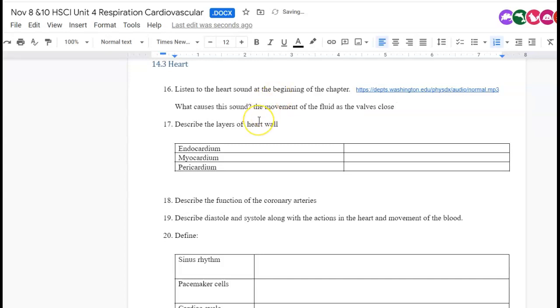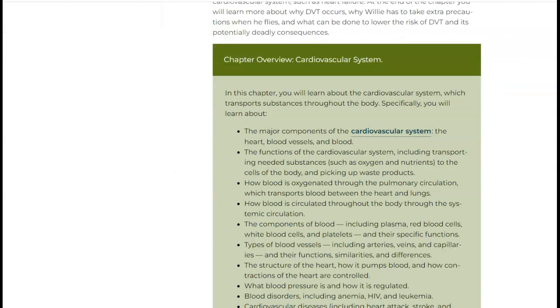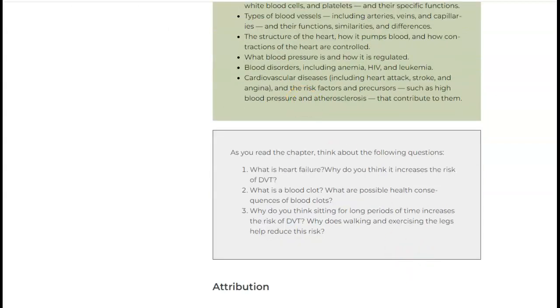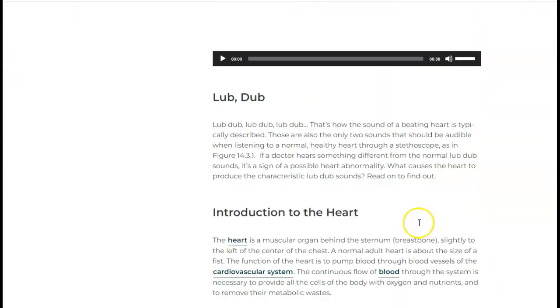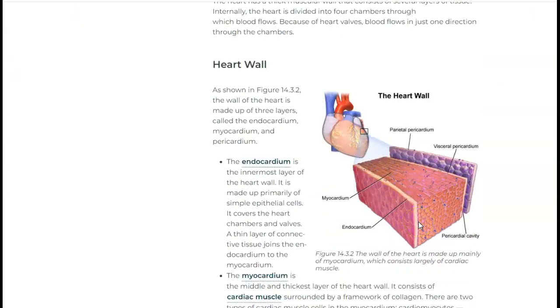Good. Describe the heart wall. When we look at the heart, it has three layers. Endo means inside, so the endocardium is the layer inside, and you want it to be smooth, and it is squamous epithelial tissue, if you remember way back to chapter 3 or 4.